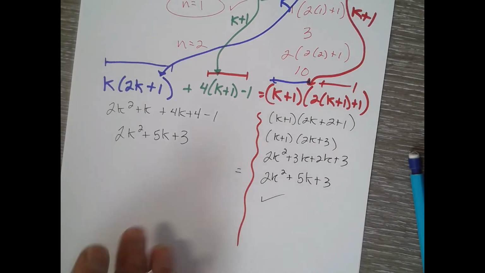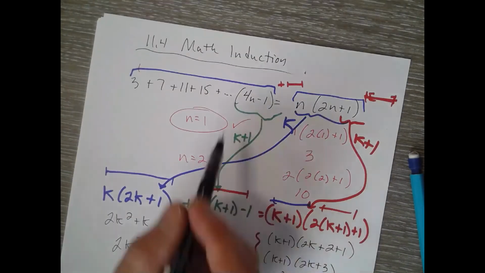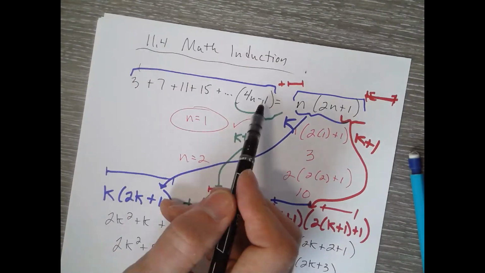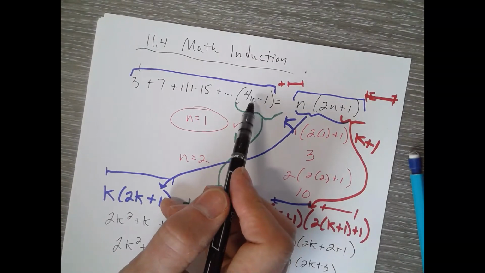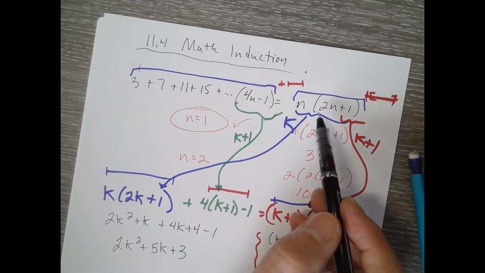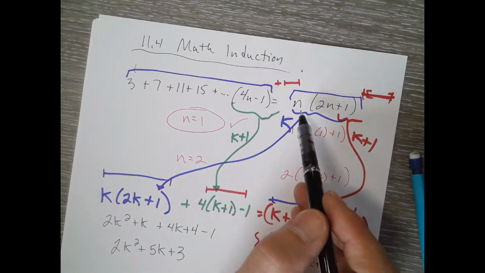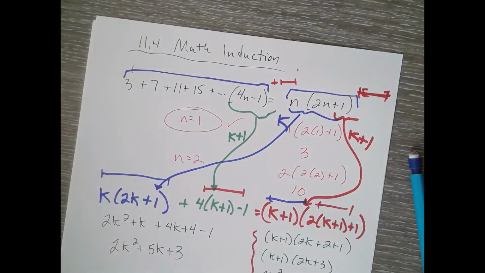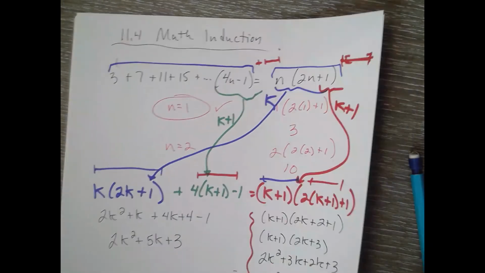So what did we prove? We proved that when you add up all those terms, that arithmetic sequence, forever and ever, if you want to know the sum of them all, it's just n times 2n plus 1. All right, another example.